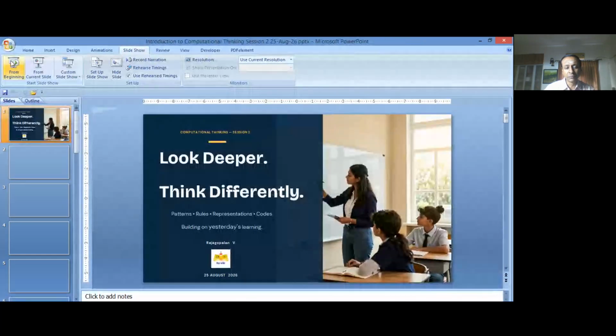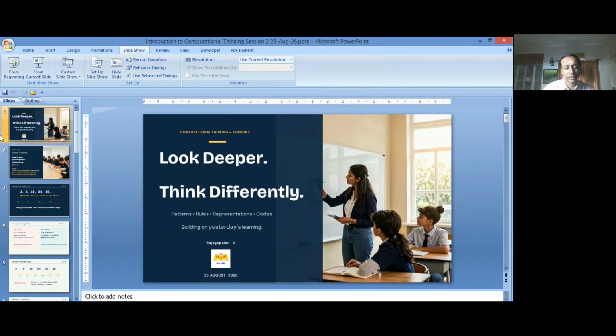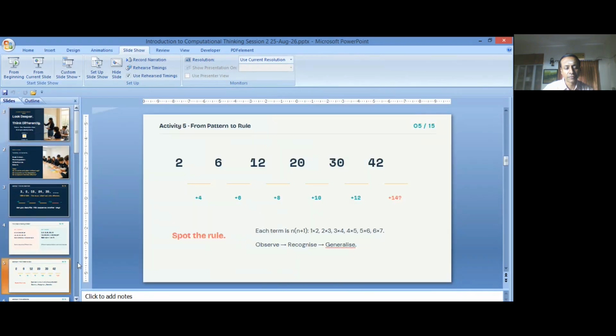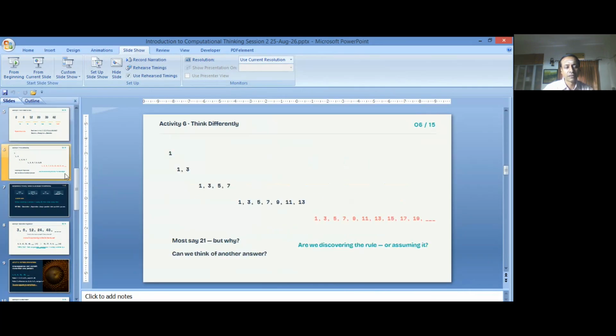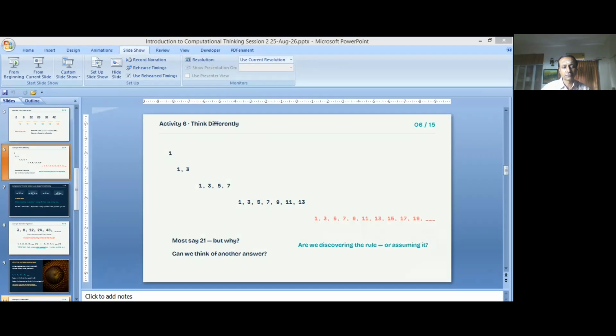Can anybody type the answer on the chat box or on the Q&A? A different answer to this problem. If you have guessed it by now, go to your Q&A. You can type the answer. Wait for a minute. So go ahead. 21 is the obvious answer. Any other answer you could think of, teachers?